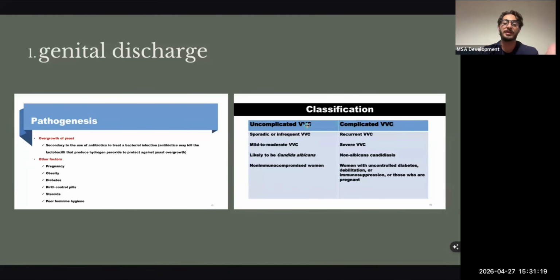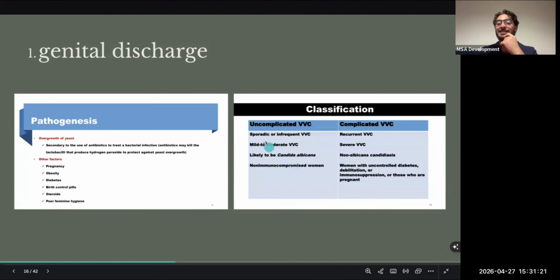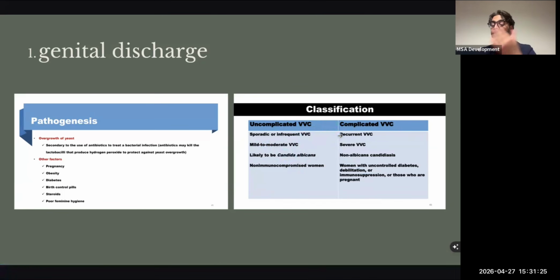You can split them into uncomplicated or complicated. All right, if it's sporadic or infrequent, it's uncomplicated. Whereas if it's complicated, if it's recurrent vulvovaginal candidiasis, and that might be because it's a complicated case. Same thing applies with women who have Candida, but it's not albicans. It's a different strain of Candida that's complicated VVC. That's because the treatment would differ. All right, you wouldn't use what you would normally use, things like nystatin or fluconazole. You wouldn't use that. You would use some other sort of antifungal treatments.